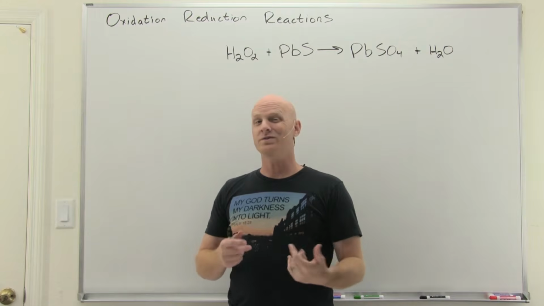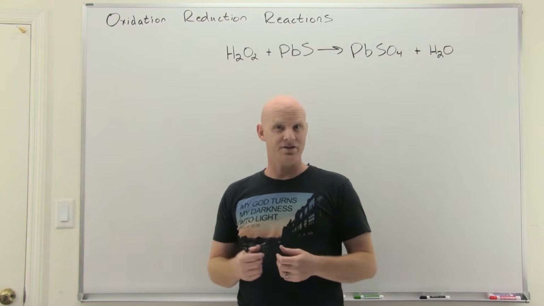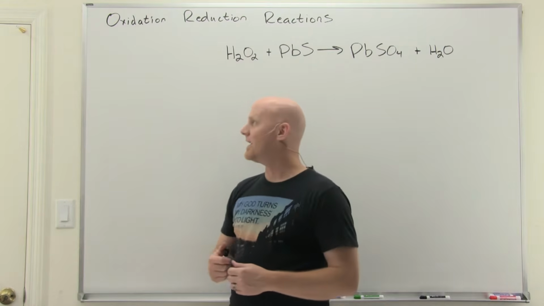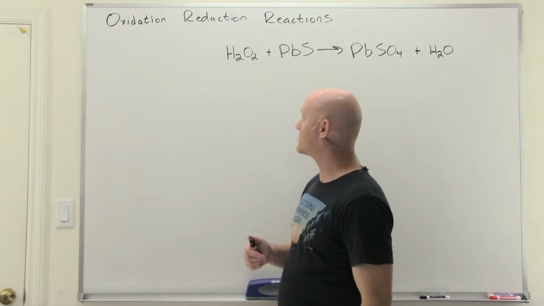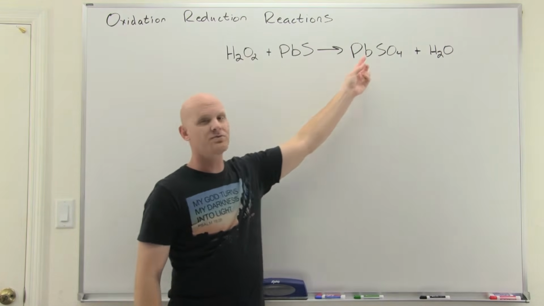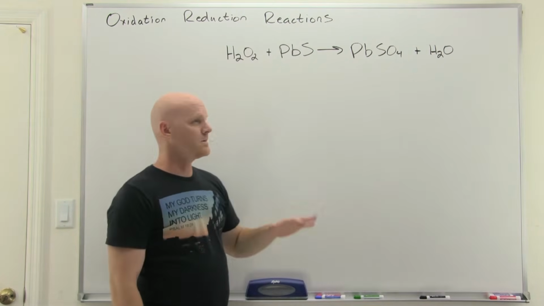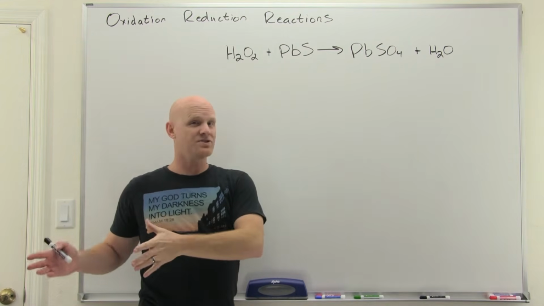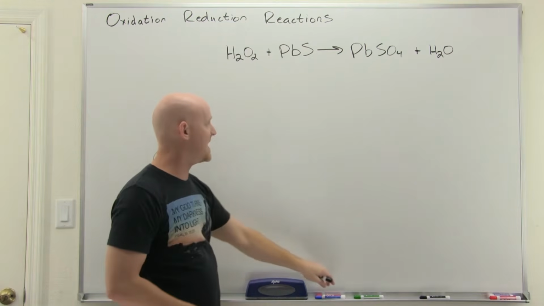Now, there's more than one way to learn this. I'm going to teach what's called the half reaction method, which is probably the less error-prone method for incoming chemistry students. So the first one we're going to do here is H2O2 plus PbS going to PbSO4 plus water. What we want to do is split this into 2 half reactions, where one of them is the oxidation half reaction, and one of them is the reduction half reaction.